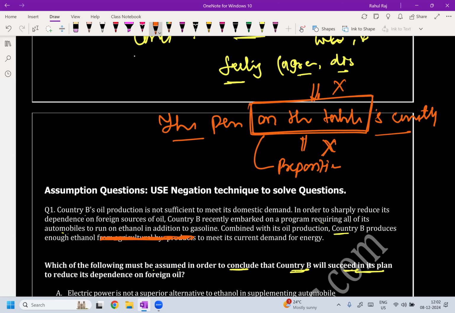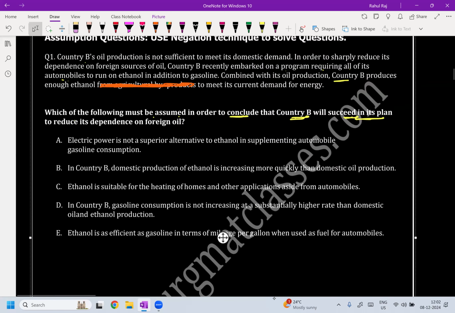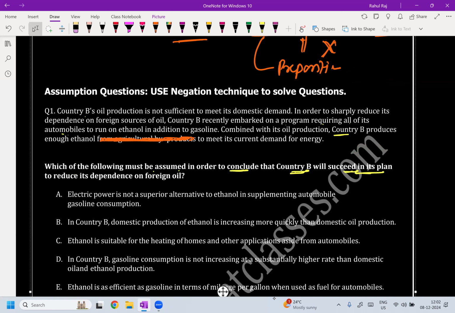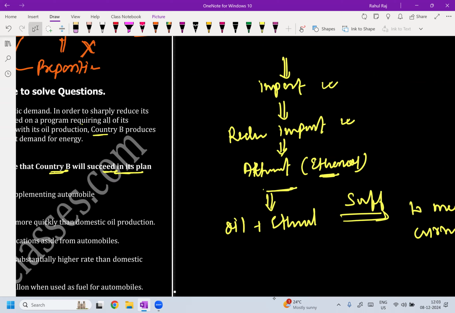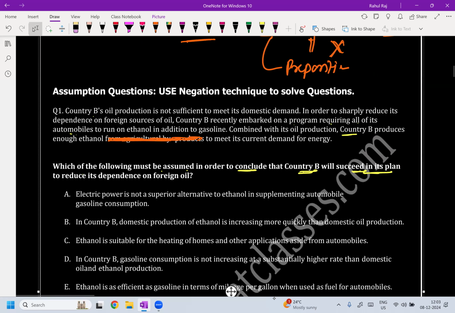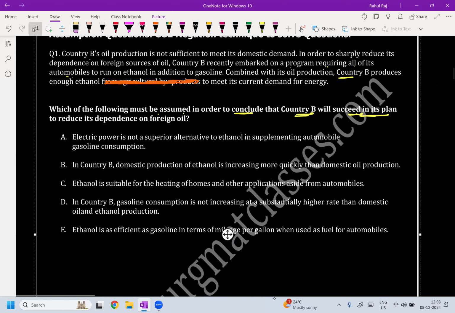Prepositional phrases are just to deceive you. The actual core part of the sentence is "pen is beautiful, pen is costly," not "pen on the table" or "pen in the table." So remove the prepositional phrase and you will have an exact understanding of it. Now, is the argument understood by everyone? Any problem here? Please tell. Perfect. Now let's come down to the answer choices.